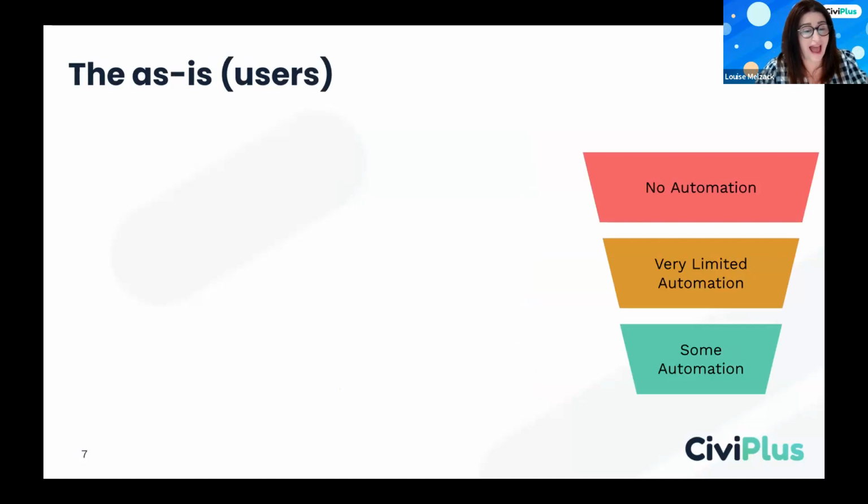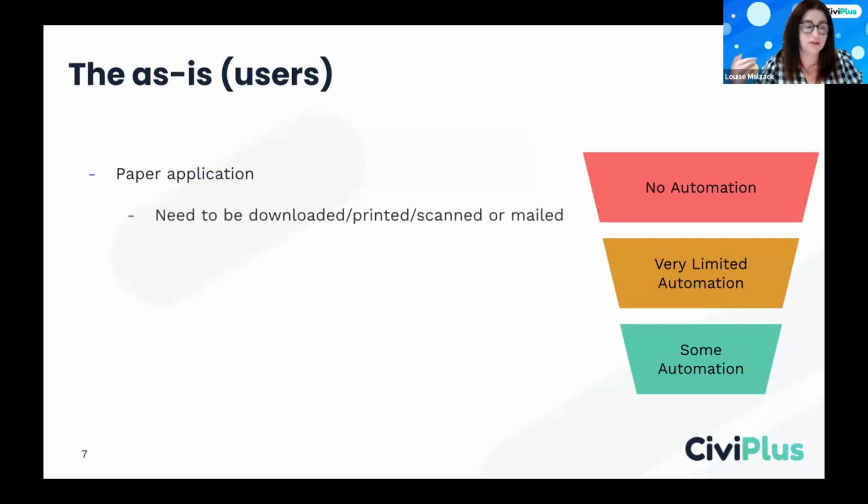So let's start off with as-is for users. We've got a little scale here from no automation to some automation. Your application process might be a paper application, which might literally mean you need to download it, print it out, fill it in, and then scan it back, or email a picture of it back, or even pop it in the post. So obviously that is very manual for the users.